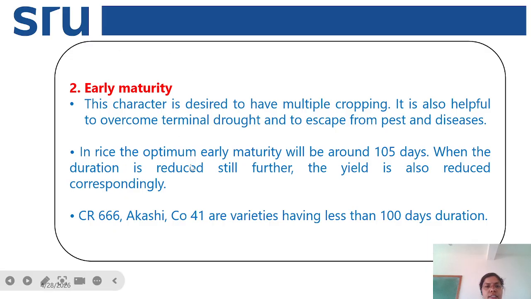In case of rice, if the duration is still reduced below 105 days, automatically the yield will be reduced. So we have to take care while reducing the duration of the crop. So we are having here the rice varieties, that is CR666, Axi, and Co41, which are having less than 100 days duration.